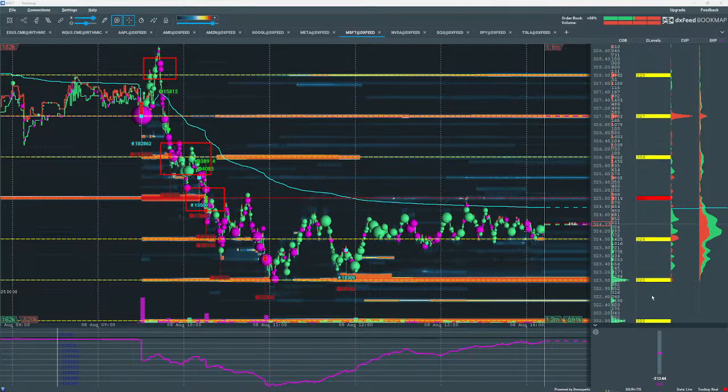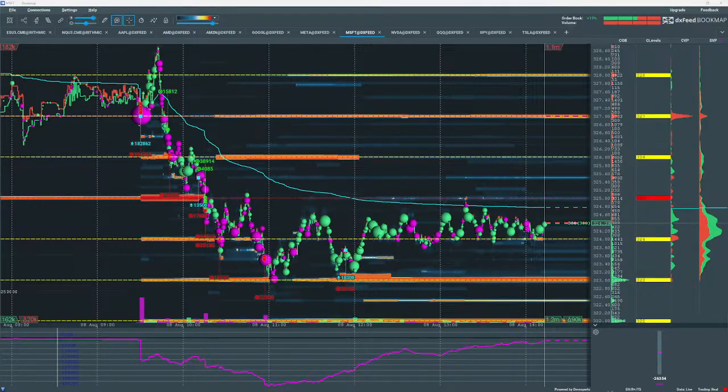I normally don't look at CVD with single stocks. Sometimes it helps. I think it just helps to illustrate the shift in order flow here. Note all the green volume dots, aggressive buyers start to come in, and the shift higher in cumulative volume delta. So nice short setup here in Microsoft this morning.